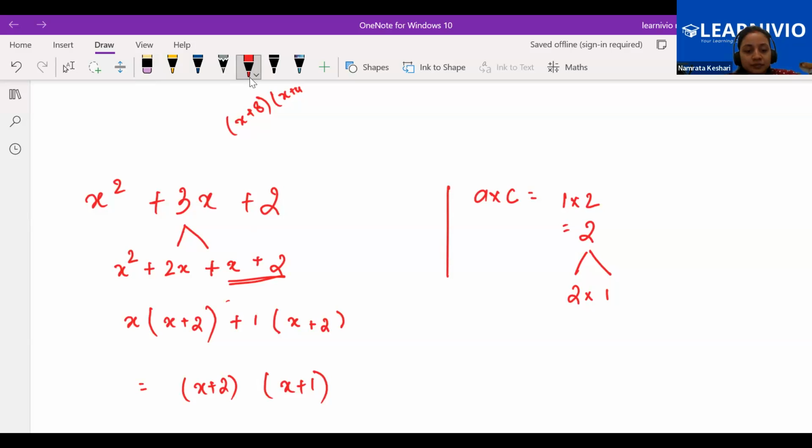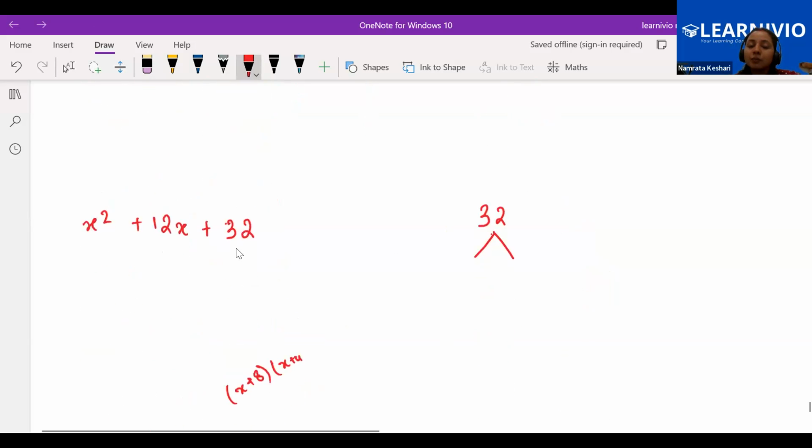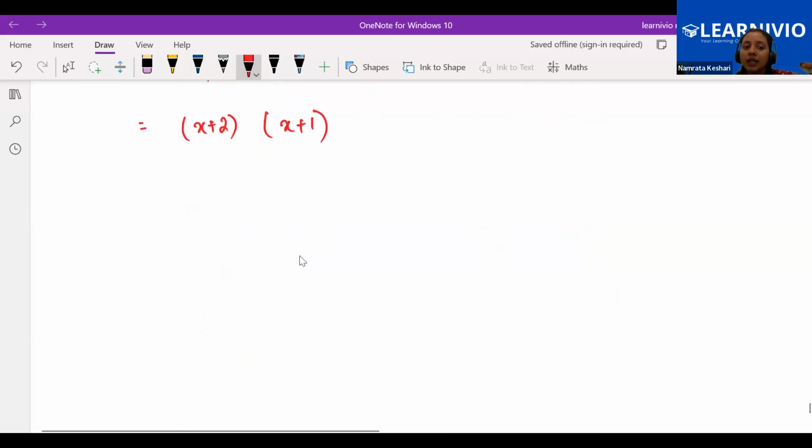Yes, ma'am. You will be able to do the previous one also. Okay. Yes, Farhan, it is correct. x square plus 12x plus 32. You will be able to do it. Please do try and let me know if you have done it or not. After the class, you can try it. Okay, ma'am.